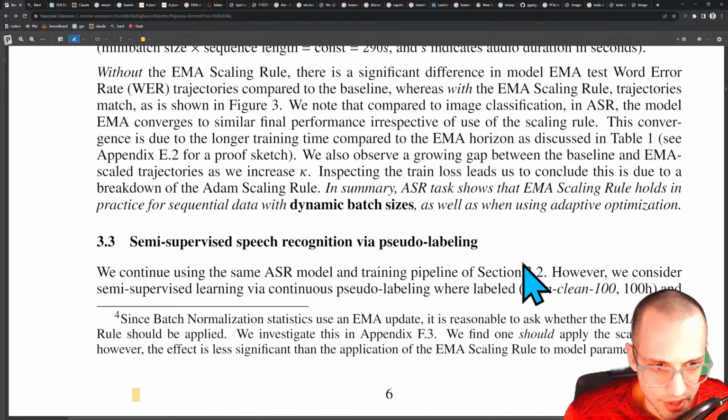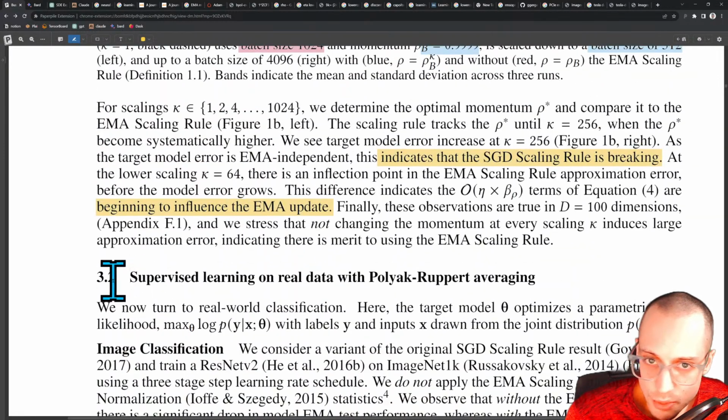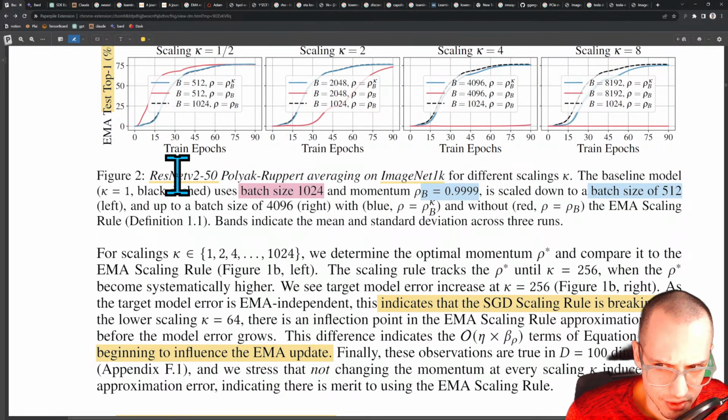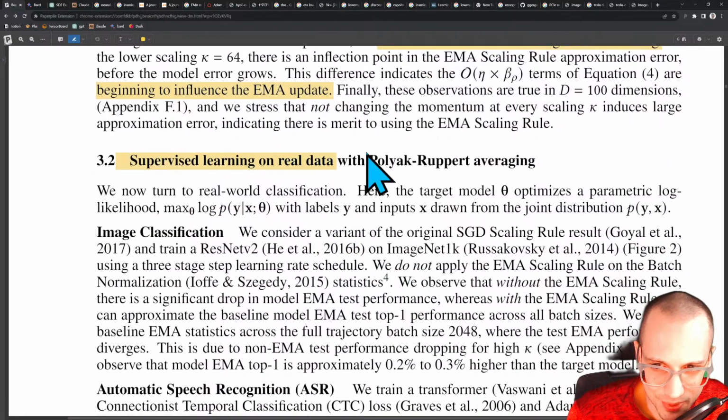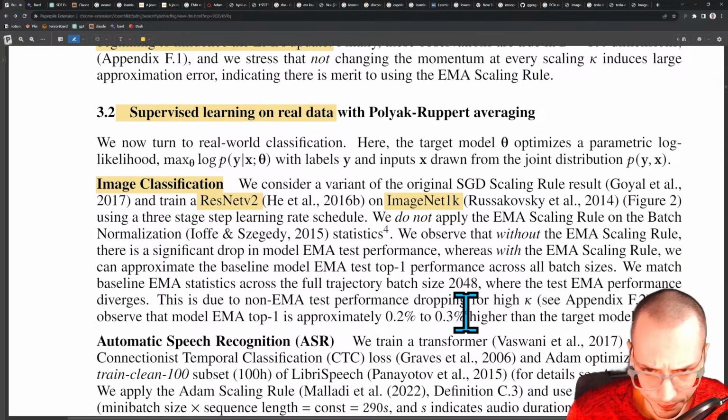Okay, so now they're going to do the same thing, but they're going to do it on some semi-supervised learning on real data. So just a very supervised learning on real data. ResNet v2 on ImageNet 1K is supervised learning on real data, so I don't know why they had to pull that out, but that is basically the same thing. Image classification, okay, I guess this is exactly what they did. ResNet v2 on ImageNet 1K. It's a pretty standard example of supervised learning.